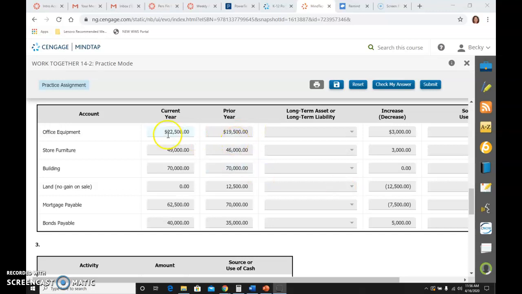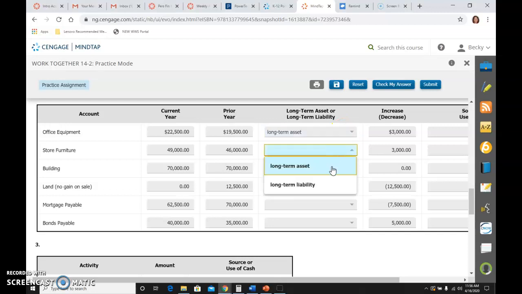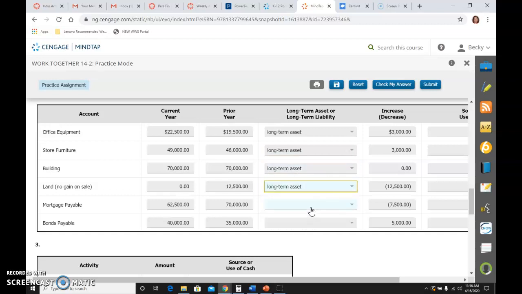So this all comes from the balance sheet, and I computed the increases or decreases. And again, the decreases are negatives and are in parentheses. So let's just classify these things. Office equipment is a long-term asset, as is store furniture, building, and land. And then mortgage payable is a long-term liability, as is bonds payable.